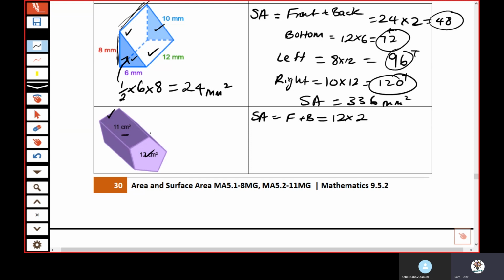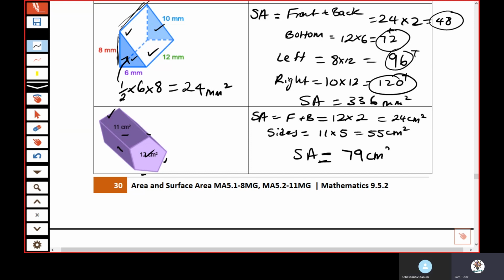Then you have this and this and this and this and this side. You understand? So you got the sides, which would be 11 each one, and there's how many of them? 1, 2, 3, 4, 5. Therefore, the total surface area is equal to 79 centimeters squared.